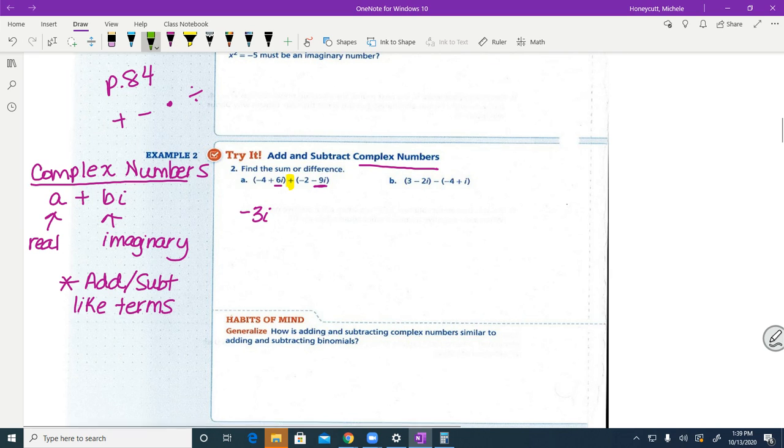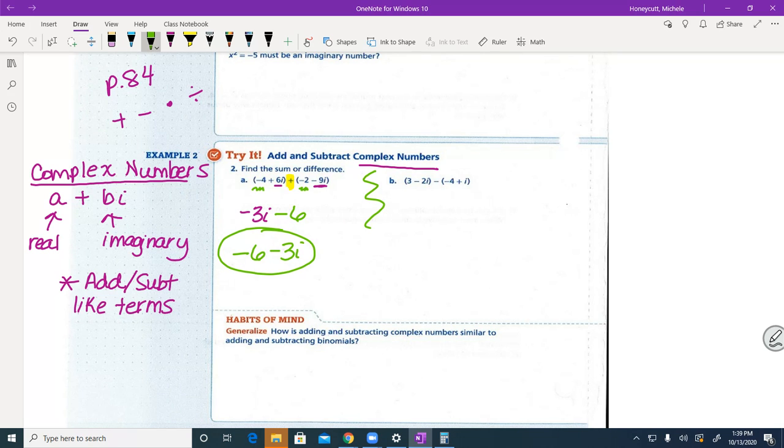And then I will look at negative 4 plus negative 2. And negative 4 plus negative 2 is negative 6. But usually your answers will ask you to write it in this form, A plus BI. So that means put the real part first. So I would just write this as negative 6 minus 3i.